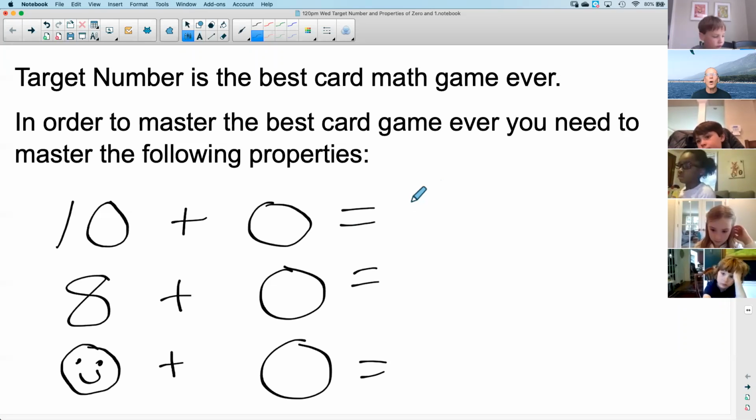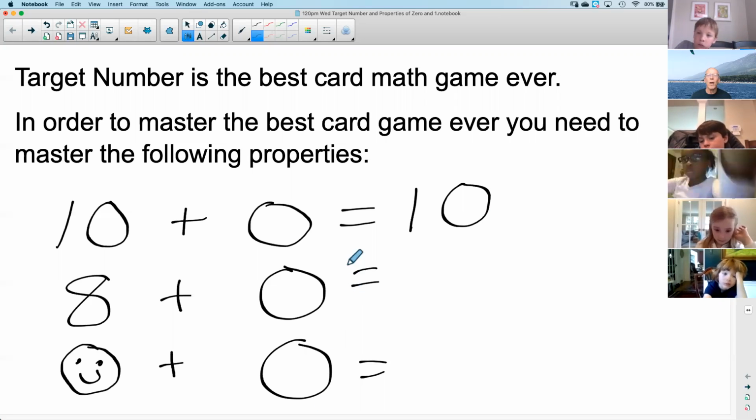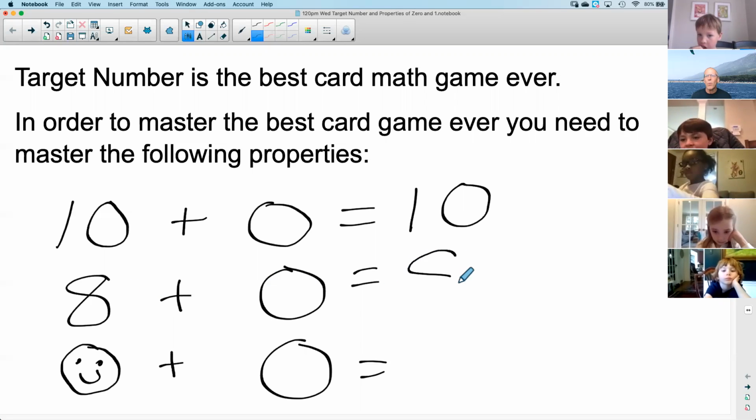10 plus 0 is 10. Oh my gosh, hold on a second. Let's see what Avery has to say. Go, Avery. 8 plus 0 is 8. Whoa. And who? Tess. Go for it, Tess.